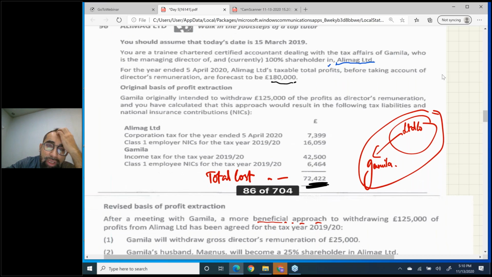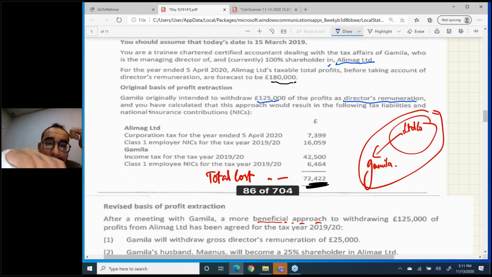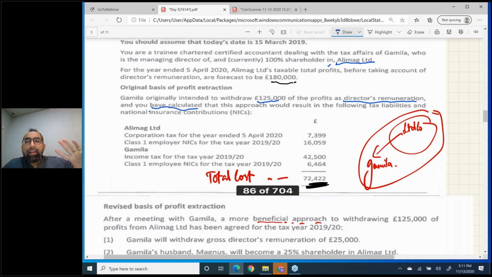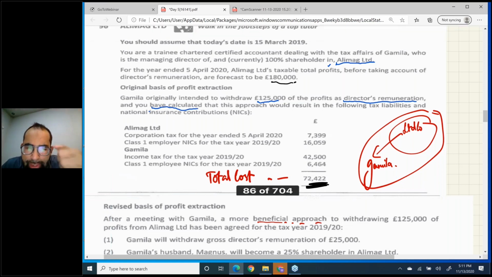Now, what's the original plan they are following? Jamila originally intended to withdraw 125,000 of the profits as directors' remuneration, and this thing is already done, ready made and given to you, that this approach would result in the following tax liabilities and NICs.